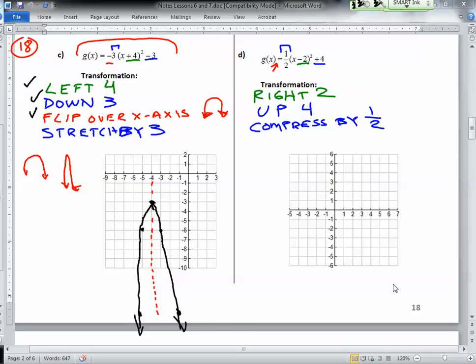So starting with my vertex at 0, 0 would be my starting point, but I need to come right 2 and up 4. Boom. I know I'm going to be opening upwards because I don't have a negative sign out in front. Instead of coming right 1 and up 1, I'm going to multiply my vertical change by 1/2. So I come right 1 and up 1/2, right? Right 1, up 1/2. Instead of coming right 2 and up 4, I come right 2 and up 2.